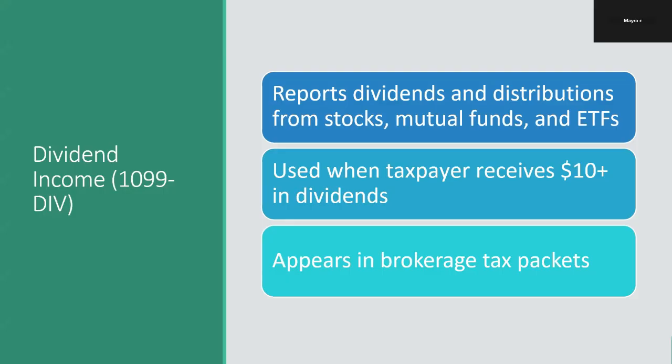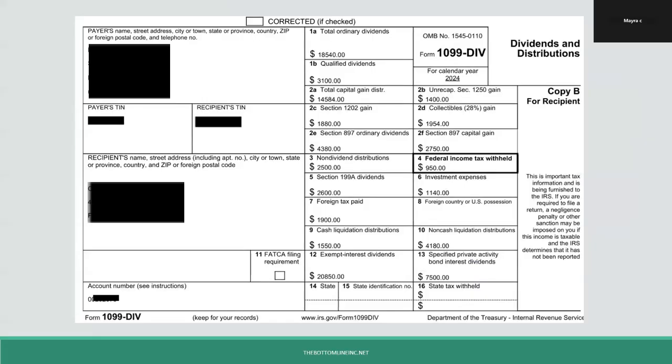If somebody buys and sells stock, you'll receive those. We're going to talk about that in capital gains. We'll get to capital gains, but right now we're just talking about the part of the 1099 that is dividends. So here's a dividend.